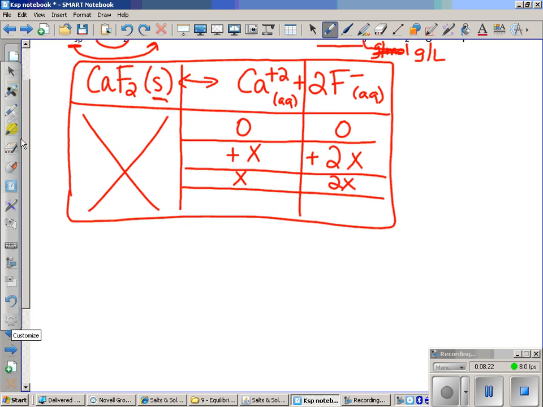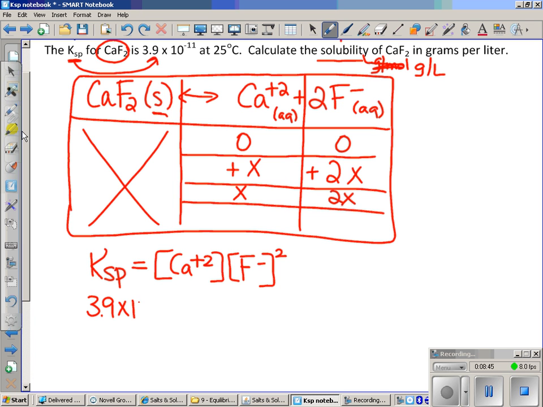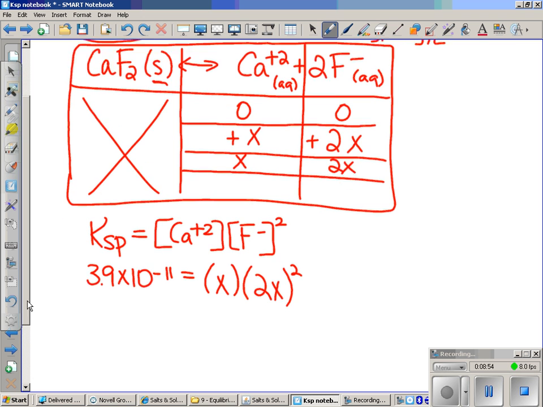We have the Ksp value given in the problem, so let's write the Ksp expression. It's going to be your products. Remember, Ca2+, exponent is a 1, and then F minus, exponent is a 2, like so. And then nothing on the bottom, because our only reactant was a solid. Ksp will always look like that. So I know my Ksp is 3.9 times 10 to the negative 11th. Ca is represented by x. F minus is represented by 2x, and that should be squared.